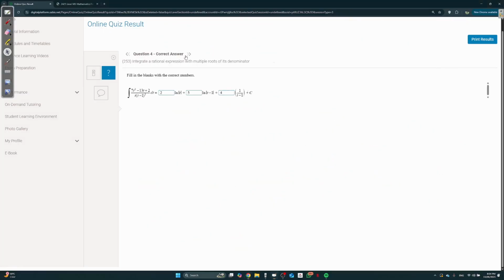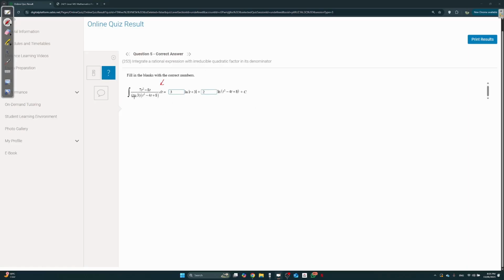Question 5. This one here. So you have an integral and you have factors down, so obviously we have to use partial fractions. Anytime you have factors, you need to use partial fractions. Let me just restart my software because it's very laggy. Okay, we need to use partial fractions.